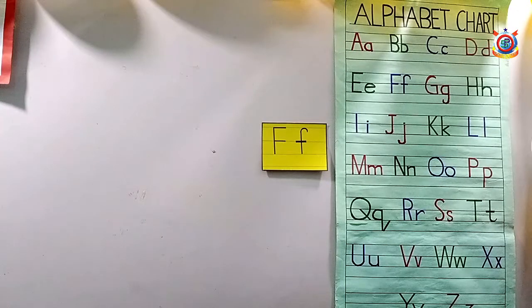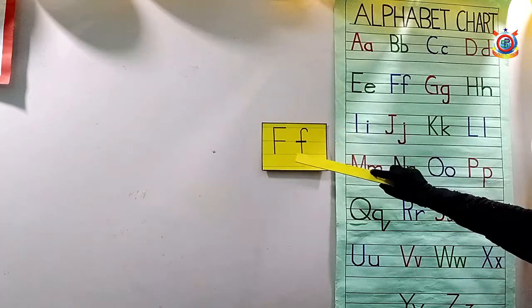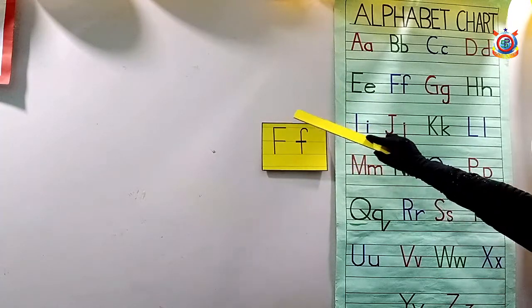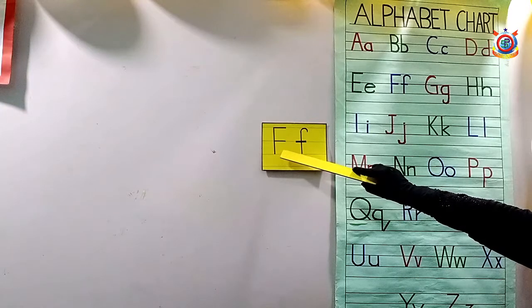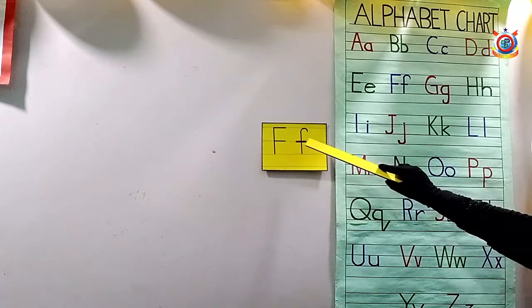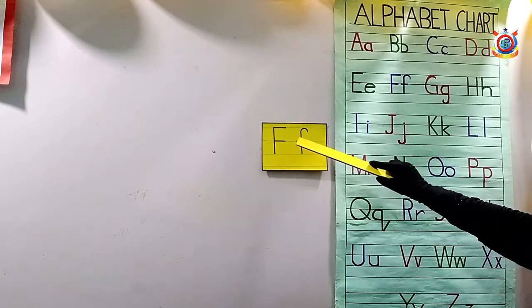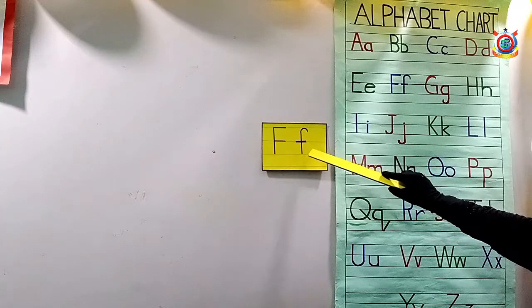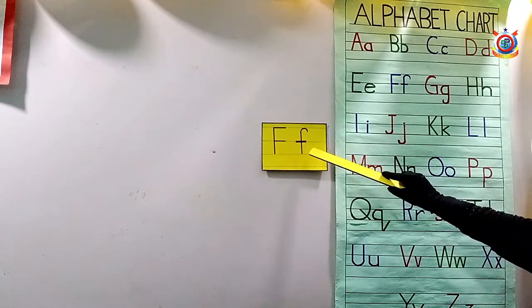Okay students, look at this card. What is this? Yes, this is F. What is this? F. And what is the sound of F? This is F and the sound.